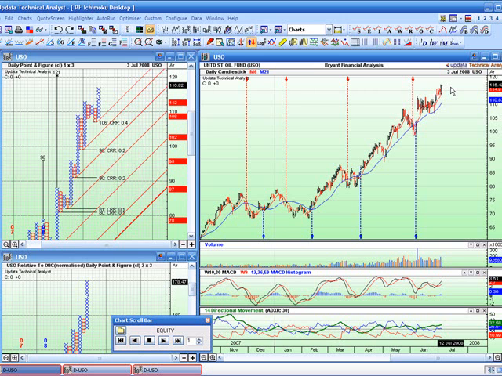Right now, what we're saying is that the time to have gotten into this, if you wanted to play it, would have been in the March-April time frame. And then your risk-reward ratio would have been really nice in terms of the upside potential versus how much you might lose.